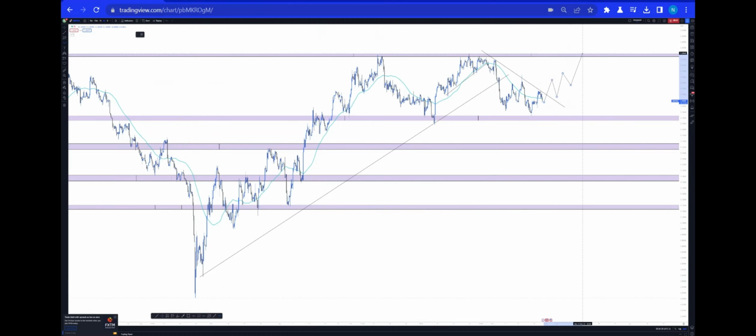Isn't this a new trend? This will be a new trend. This will be a buying market. That's what I want you to understand. That every time we break out of a trend line, right, the market would actually be changing its trend.